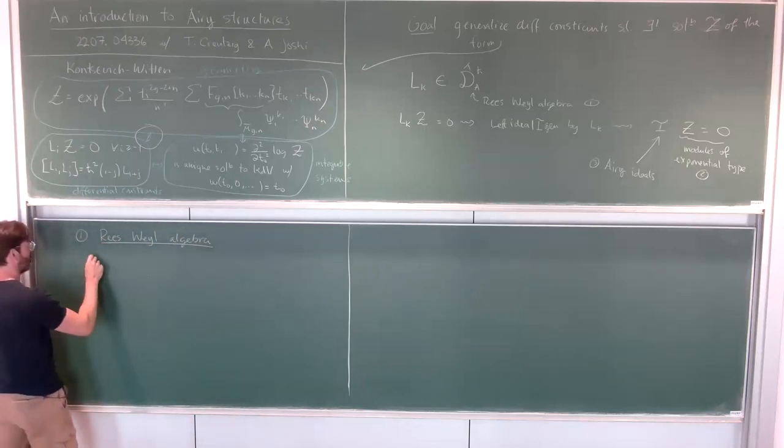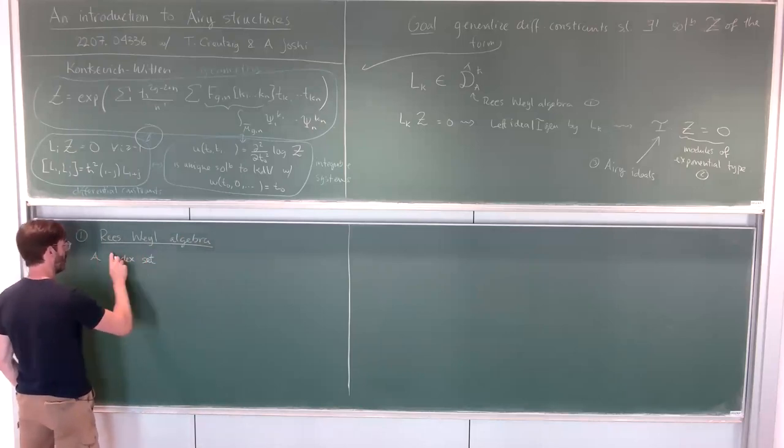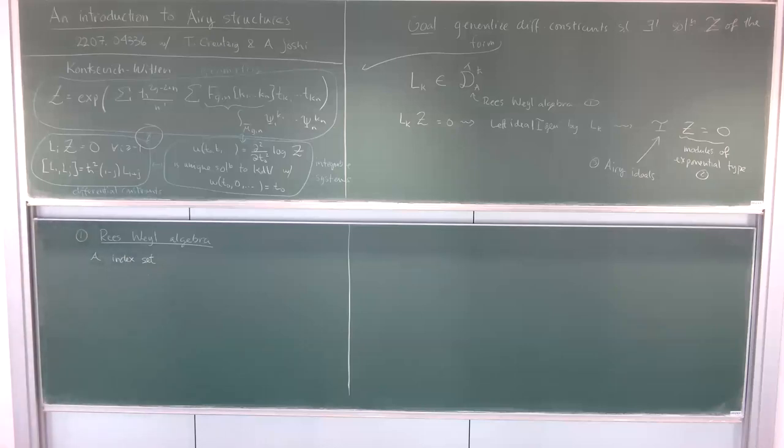Okay, so what is the Rees Weyl algebra? Let me introduce some notation. First, A is going to be some index set, which will index my variables. That could be a finite index set, or it could also be countably infinite. Everything works, even if it's infinite. So that's good.